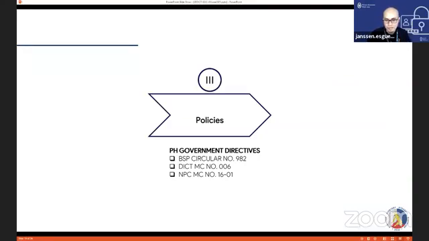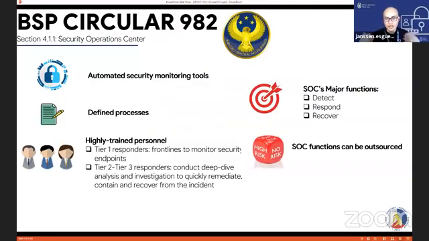And lastly, policies. We have 3 PH government directives that we will be tackling. So we have the BSP Circular 982, the DICT MC 006, and the NPC MC 1601. I understand that we are not a bank or financial institution, so this may not apply to us, but they provide a good circular in 982.